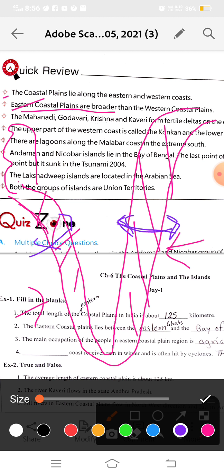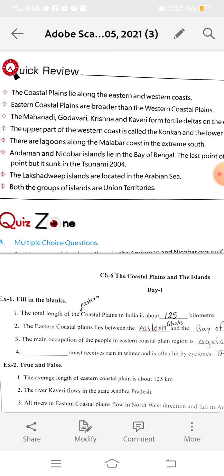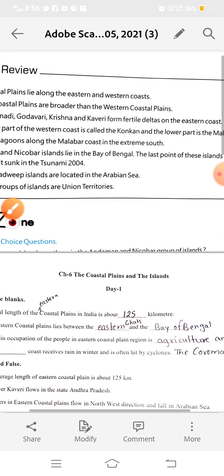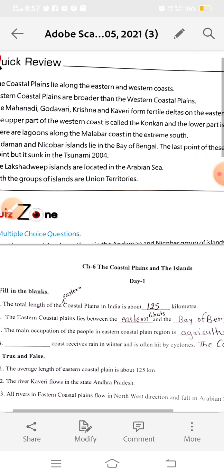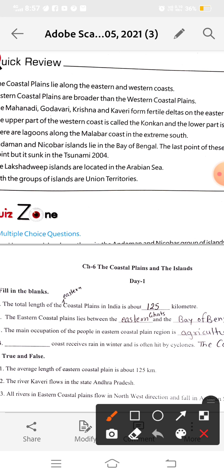the western coastal plains. Now, the Mahanadi, Godavari, Krishna and Kaveri form fertile deltas on the eastern coast. We have the Mahanadi, Godavari, Krishna and Kaveri rivers which form delta regions on the eastern coast, and I told you that the Krishna river makes the southernmost delta in India.